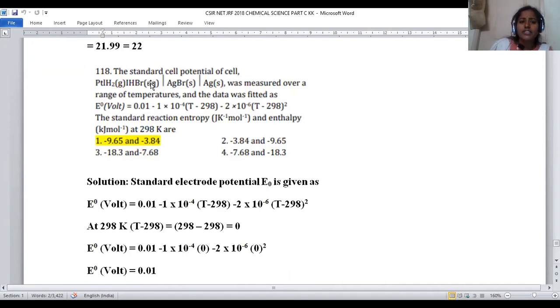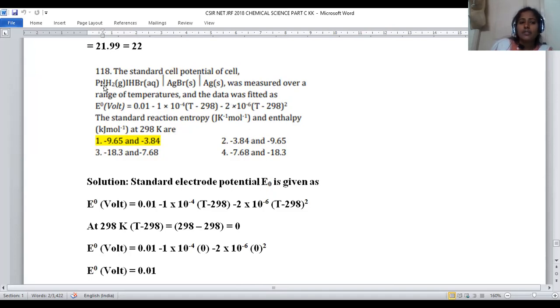The standard cell potential of platinum hydrogen HCl AgBr Ag was measured over a range of temperatures. Data was fitted as E0 is equal to 0.01 minus 1 into 10 to the power minus 4, T minus 298, minus 2 into 10 to the power minus 6, T minus 298 whole square. Standard reaction entropy and enthalpy at 298 Kelvin are? Okay, so we have to predict reaction entropy and reaction enthalpy as well.